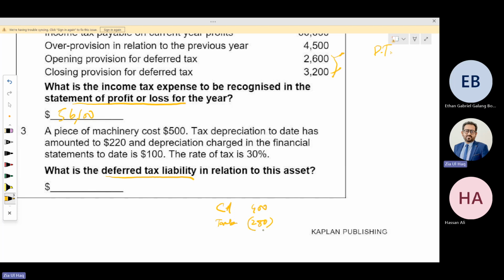That is 280. There is a positive difference of how much? 120. And tax rate is 30%. 36 will be the deferred tax liability. Is that the carrying amount? How have we calculated it? 500, our depreciation is 100. Tax base is 500 minus, according to them, depreciation of 220. So this is called a taxable temporary difference.